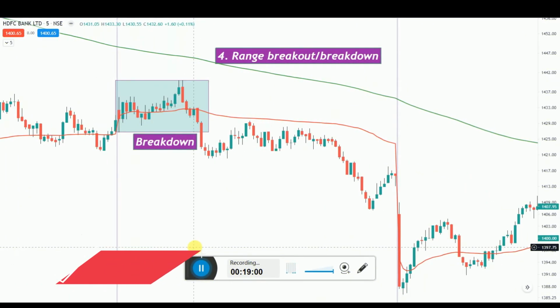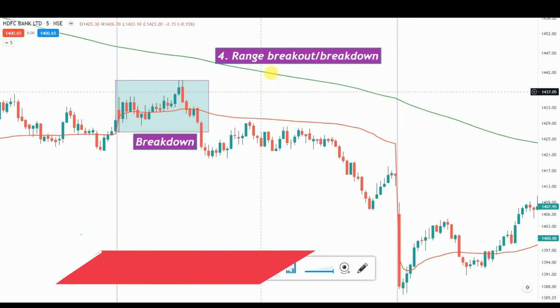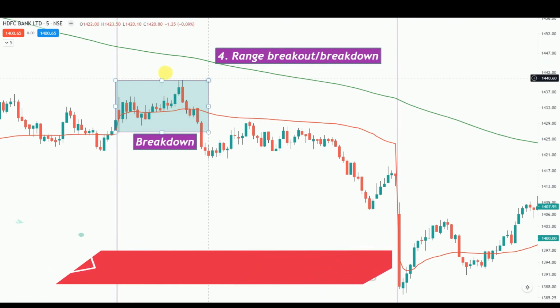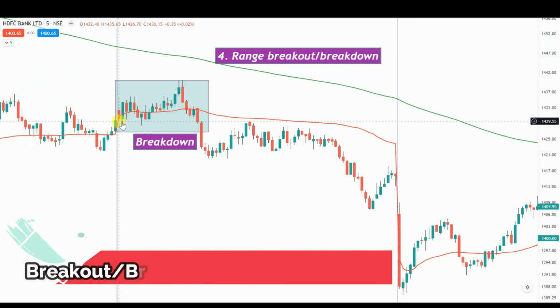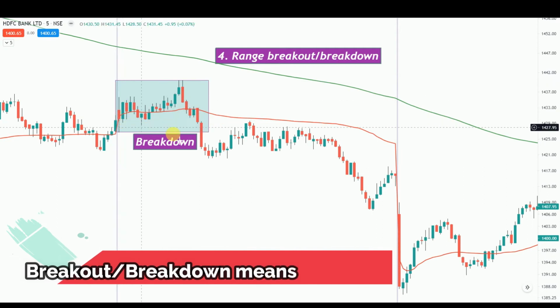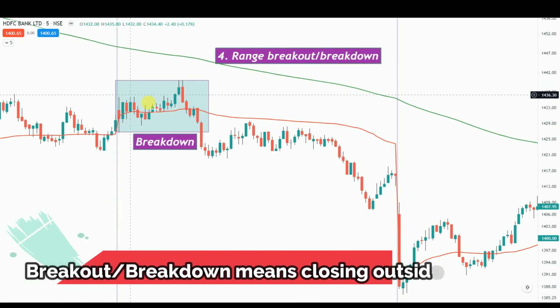Our fourth type of entry is range breakout or breakdown. So whenever a stock is trading far beyond 200 EMA and it is forming a range in the initial session of the trading day, then that trading range will act as an entry point for us whenever it is breaking out in case of a bullish trade, or it is breaking down in case of a bearish trade.